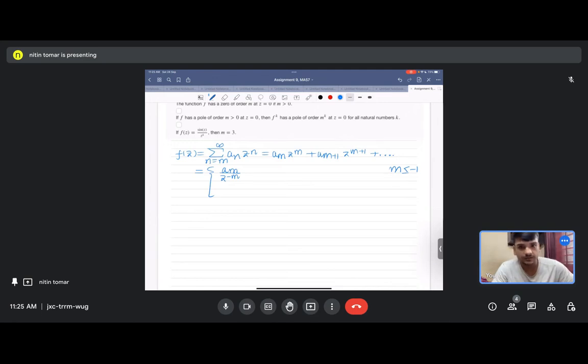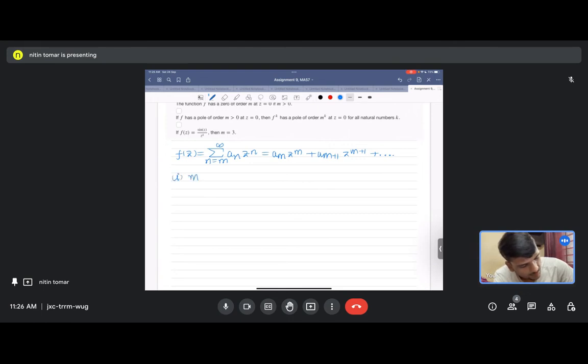Minus m is positive, right? Yes, sir. Then a_(m+1) will be with z^(minus m plus 1), right? If you want I can replace m by minus k, because it will be of this form. Since m is fixed, it will be k plus 1. Okay, let me do it step by step. It sounds to be confusing. Okay, let us do the first case.